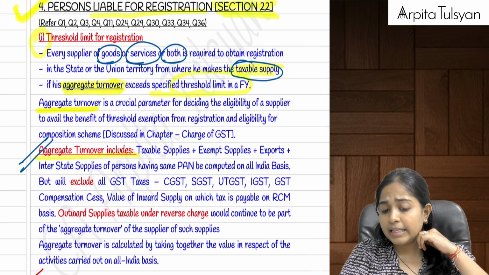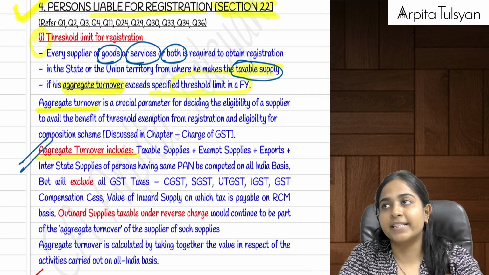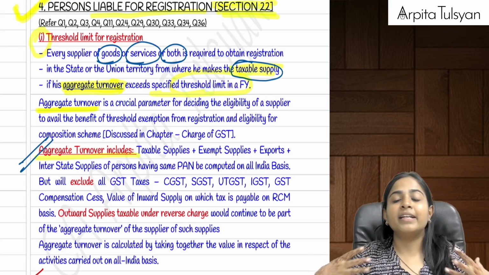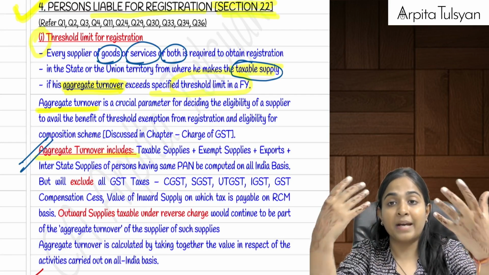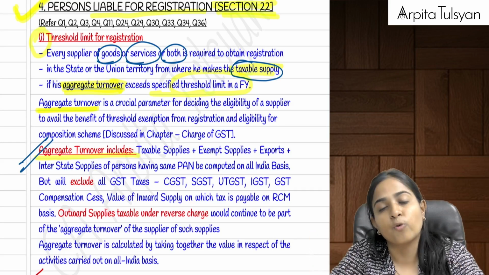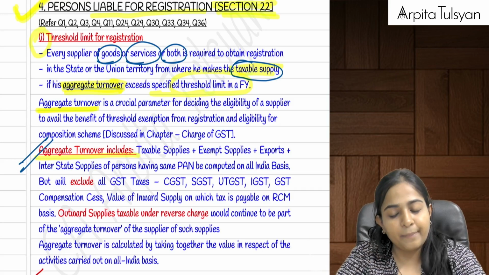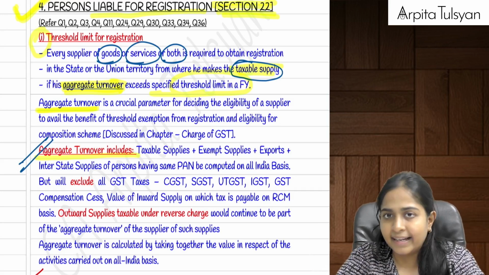Then after that, we had studied two separate points here. One was about agent. If there is an agent who is making supplies on behalf of the principal and he is making supply on his own account, then full turnover will be taken for the purpose of calculating aggregate turnover.